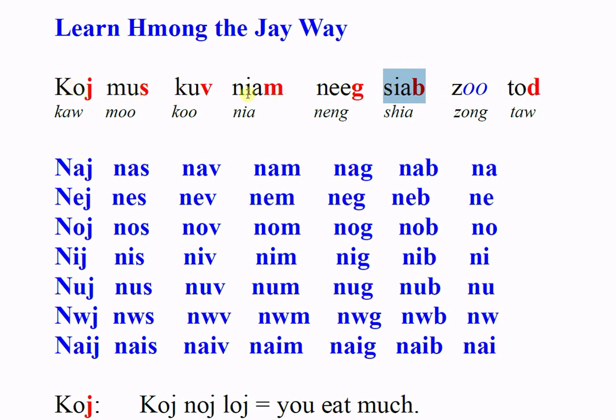And I'm going to tell you what each of these words means. Go means you, singular person. Mo means go. Gu means I, nia means mother, neng is human being, xia is high or heart, zhong, good. So let's read by column. Go, na, ne, no, mu, na, ne, no, gu, na, ne, no, nia, na, ne, no, neng, na, ne, no, xia, na, ne, no, zhong, na, ne, no.